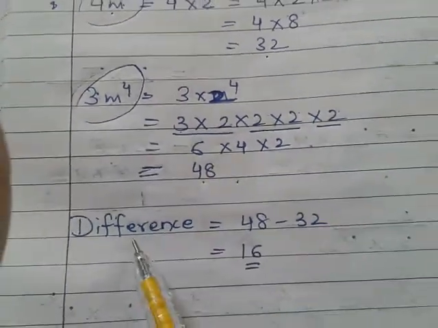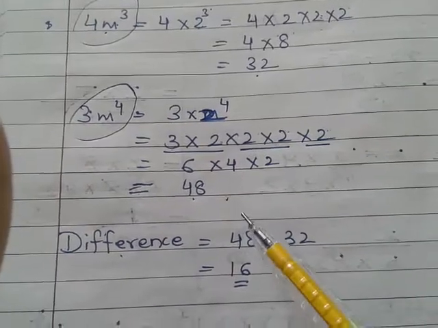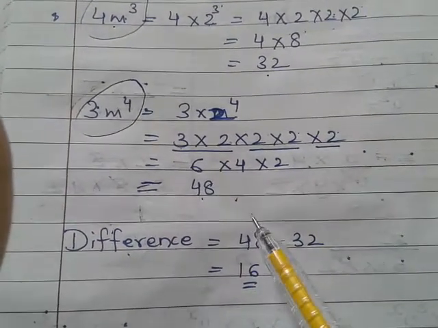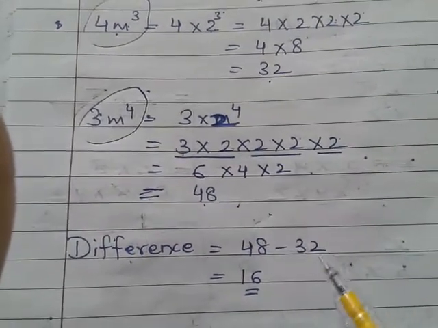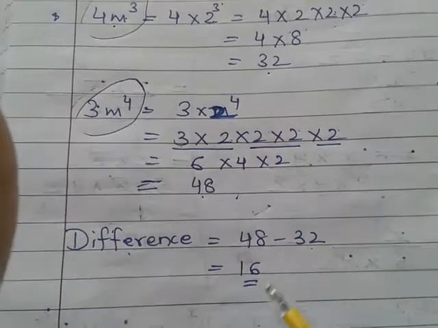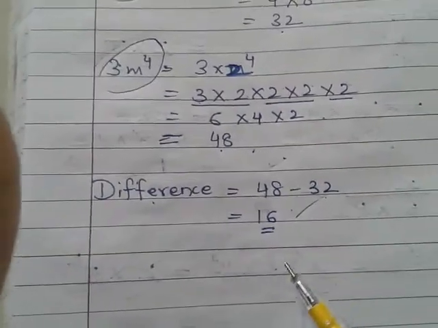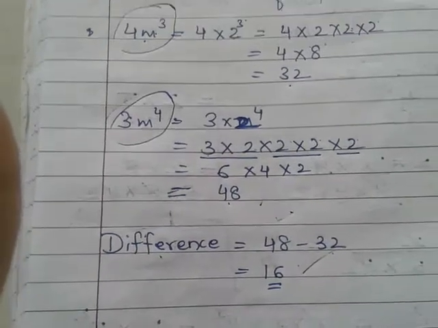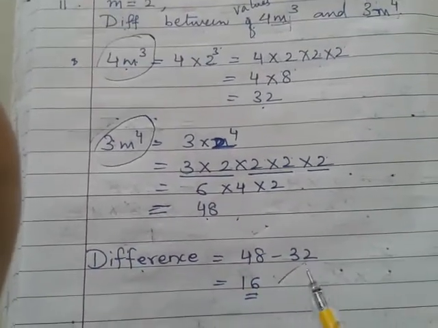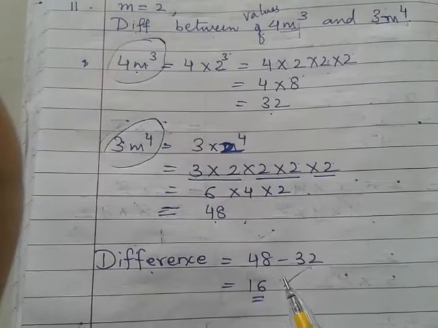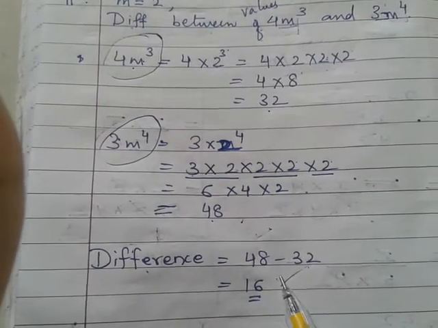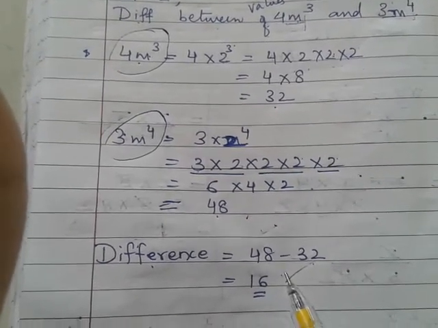Now their difference means subtract. So obviously the bigger one, the greater one, should be written first and then the smaller one. So 48 minus 32, 16. Alright. So here we have finished this exercise. Solve the exercise properly, correctly, and study hard for the term 1.